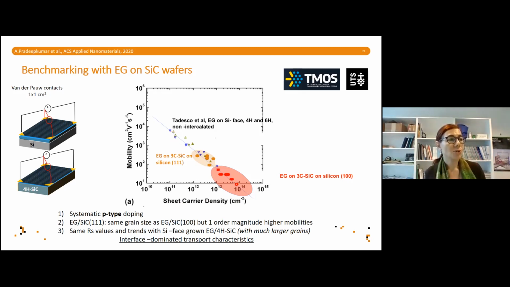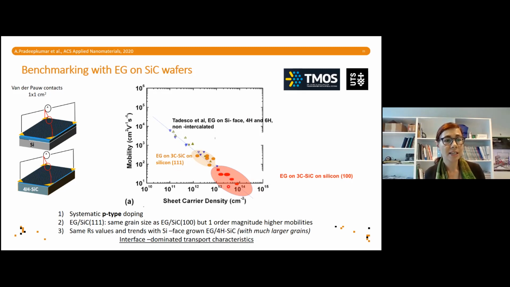Now, the thing that I wanted to draw your attention to is that if you look at these triangles here, these are triangles that were measured on epitaxial graphene on silicon carbide wafers, on the silicon face, so on the hexagonal silicon face of carbide. These more rounded points here are the graphene that we have grown with our process that I just explained onto the 111 surface and 100 surface of silicon carbide on silicon, because they both work. They both work, but they work in a little bit of a different way.